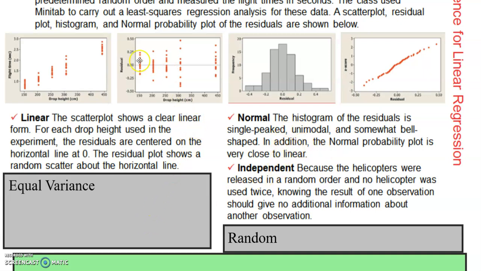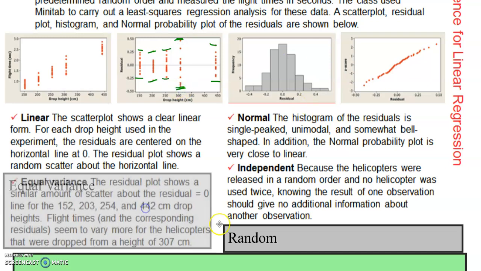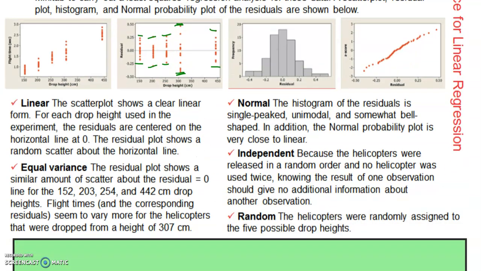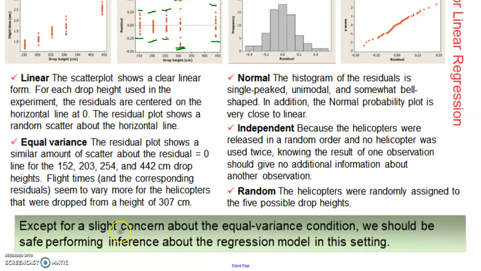Equal variance condition. I look at the spread above and below the line 0 for each value of x. I'm noticing a slight issue. If I look at the spread from here to here, and here to here, and here to here, and here to here, those are all roughly the same, but I'm noticing for this value, I have a little bit larger spread. Okay, so it seems to vary more for helicopters at this 307. So I might have some concerns about equal variance here. And then random, I look at how they were produced, and yes, the helicopters were assigned randomly. So in conclusion here, we have a slight concern about equal variance, but that's just a small concern, so we should be safe performing inference about the regression model in this setting.